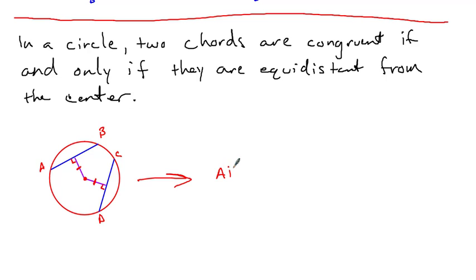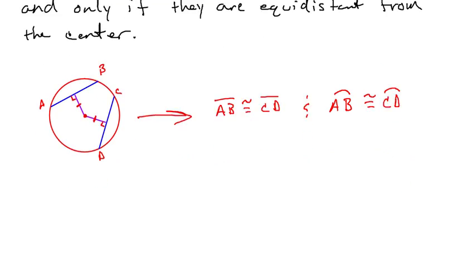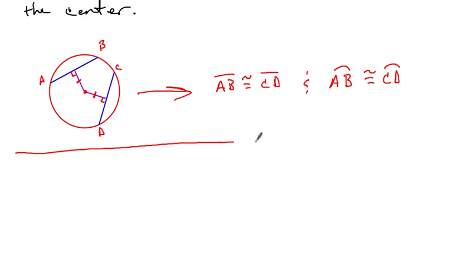then AB is congruent to CD, and because of our first little fact that we learned, arc AB is congruent to arc CD. Okay, so not a big deal. I'm going to do one example problem just so you can get an idea of how you can use these three facts.